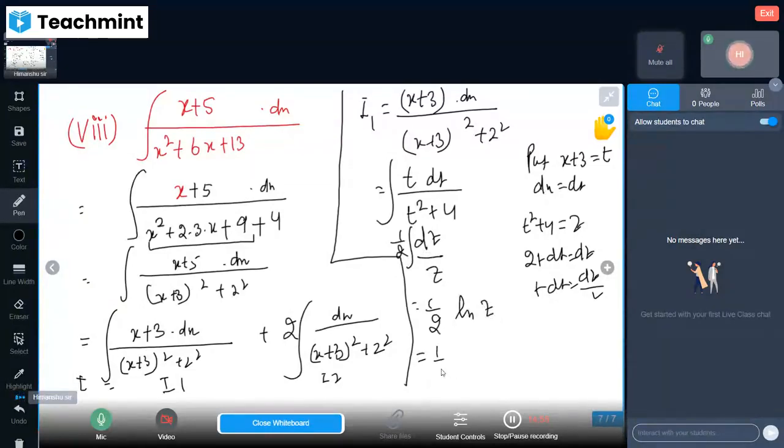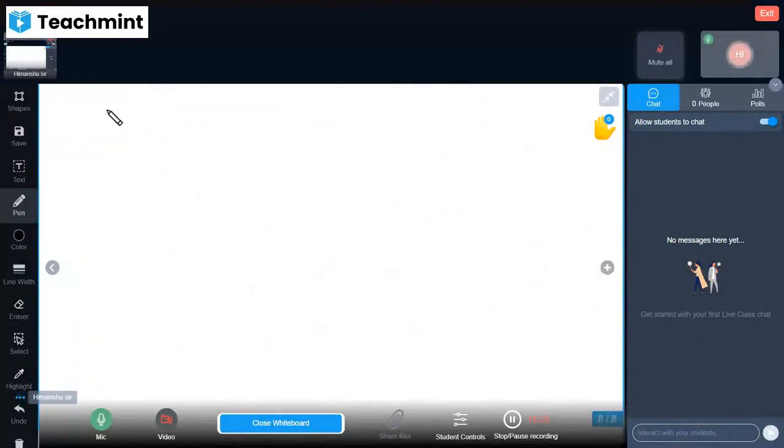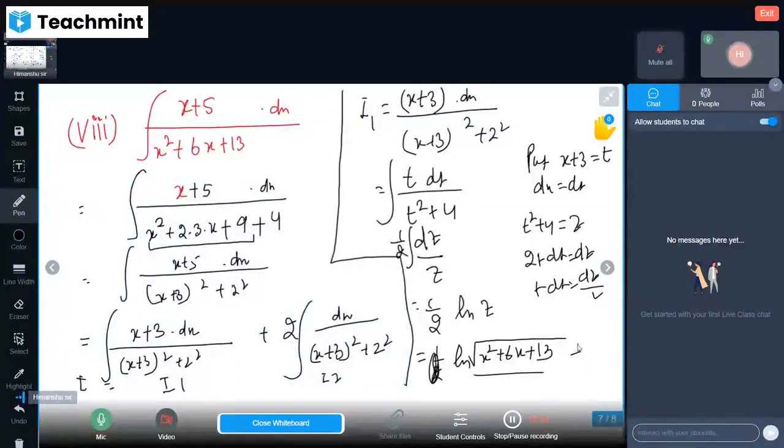Now converting 1 by 2 ln z, with z equal to t square plus 4, the total new expression is ln of root over x square plus 6x plus 13, yes, this much under the root. Now we are interested to find I2. I2 can be written directly: I2 is equal to 2 upon 2 tan inverse (x plus 3) by 2 plus c2, say. The previous one has c1, say.